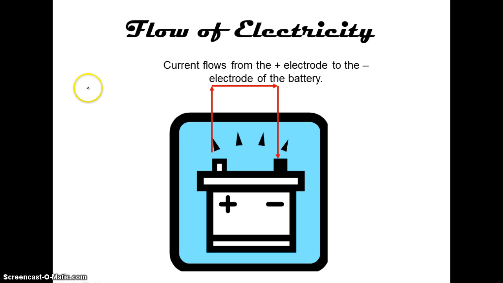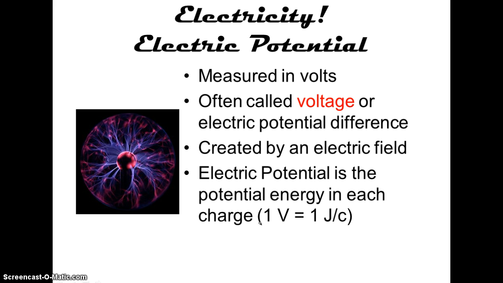Current, which we represent by I, is the movement of electrons from positive to negative. It always flows from positive to negative. Electric potential, which we're going to call voltage, we're going to symbolize by the letter V. That creates the electric field. 1 volt is 1 joule per coulomb.